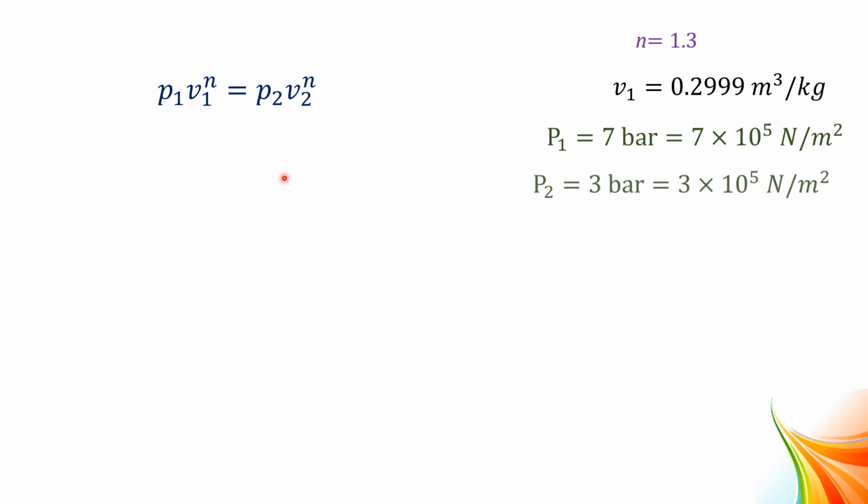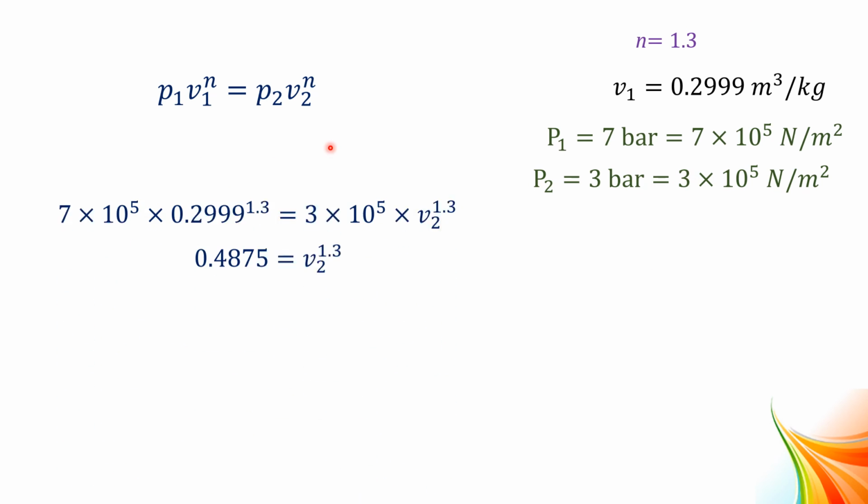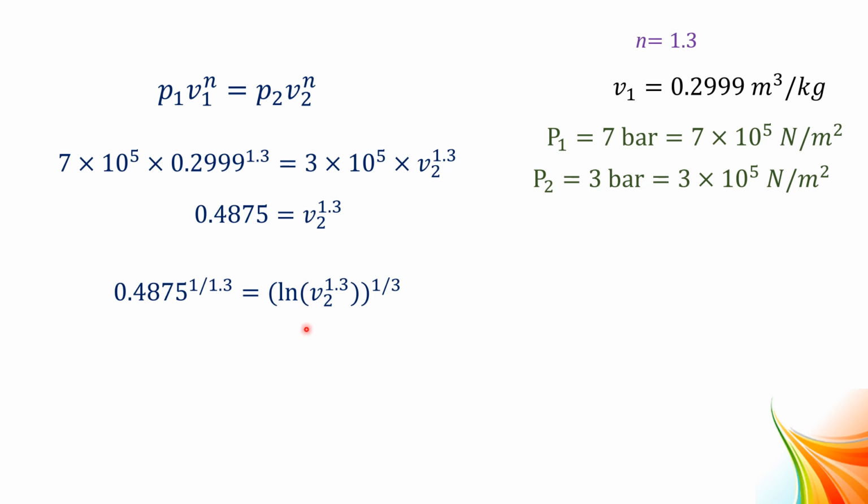We have to find out the specific volume V2 if the flow is supersaturated, from the pressure volume relationship. So P1 V1 to the power N equals P2 V2 to the power N. So N equals 1.3, V1 equals 0.2999 meter cube per kilogram, and P1 equals 7 bar and P2 equals 3 bar. Now substituting these values in this equation, we get V2 equal to 0.5754 meter cube per kilogram.